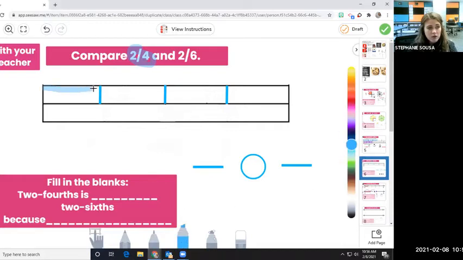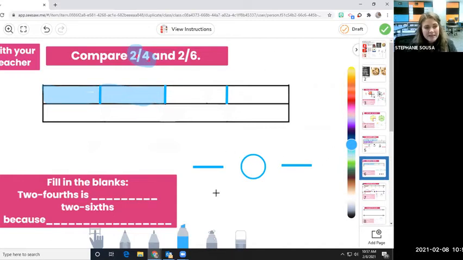So I'm going to shade 1 1/4 and 2 1/4. Okay. So I can see that my 2/4 is about at the middle, so that seems to be the half.